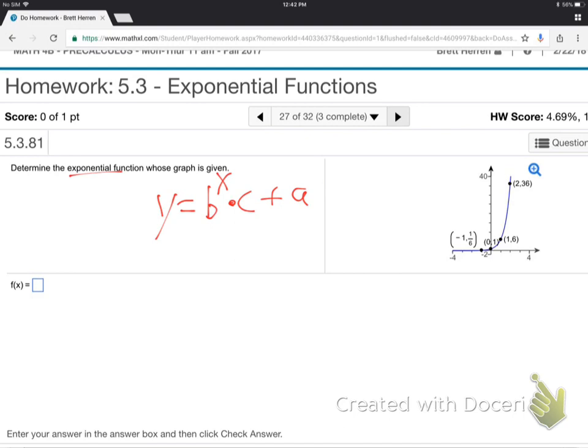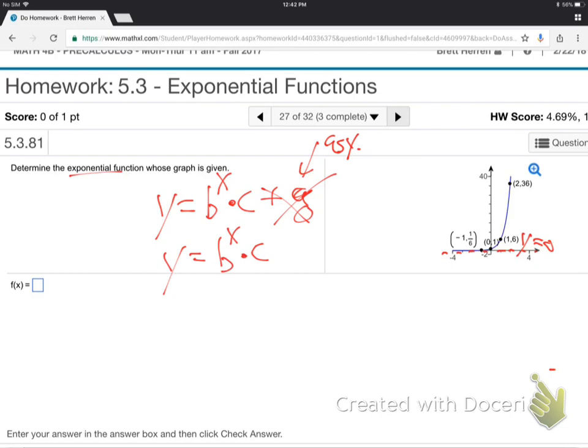Let's start with the a. What's the a? 0. It's the asymptote line, which it looks like it's flattening out at y equals 0, doesn't it? Y equals 0. So that's just 0. That part's just 0, so it's just gone, huh? So it's just b to the x times c. Okay. What do you think the base is?